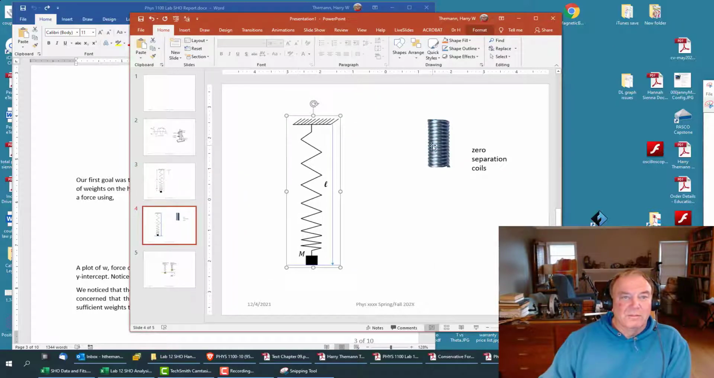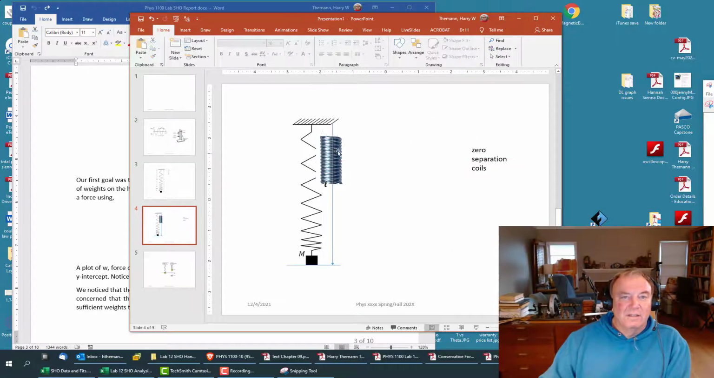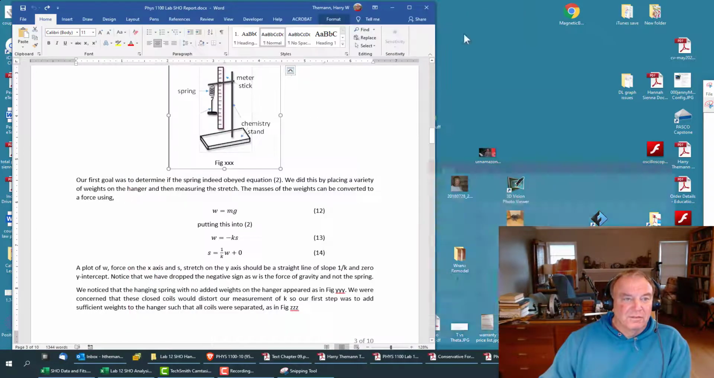Then I brought them and manipulated them in Paint first, and then you'll see in a little while how I create the results. Okay.